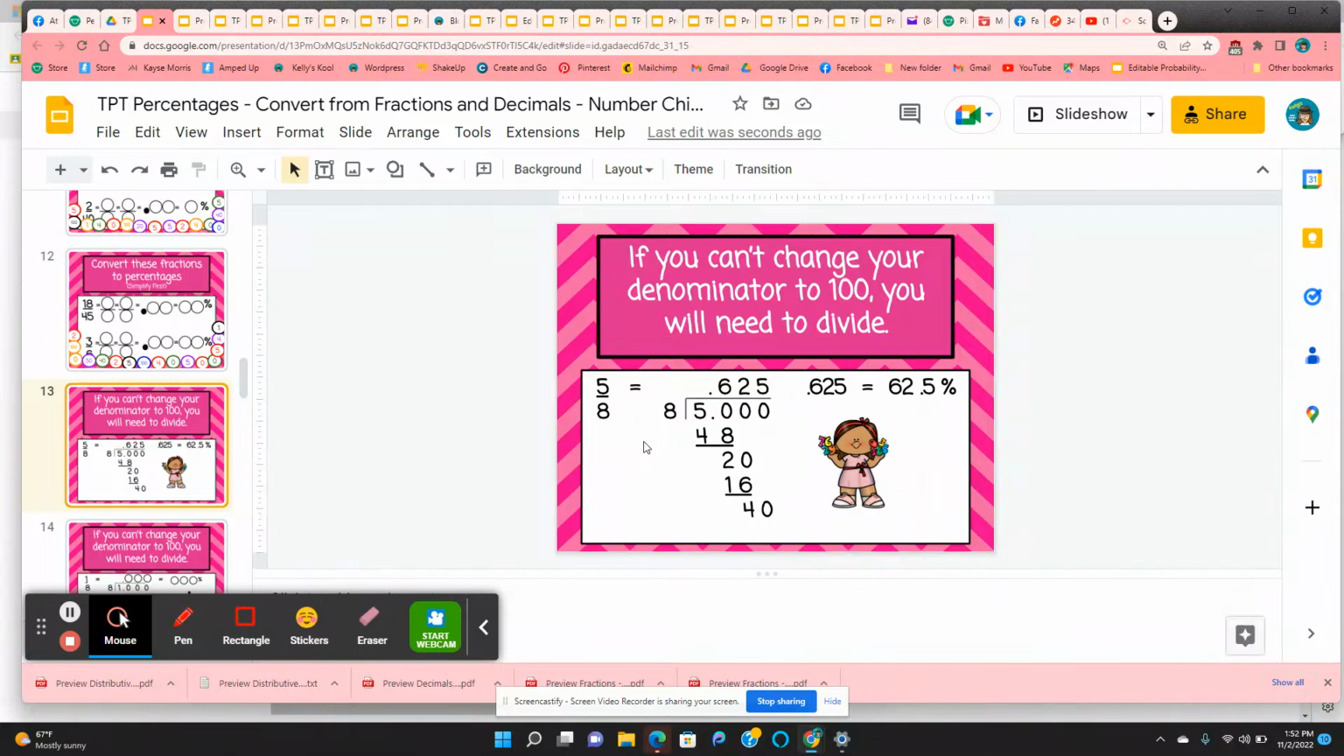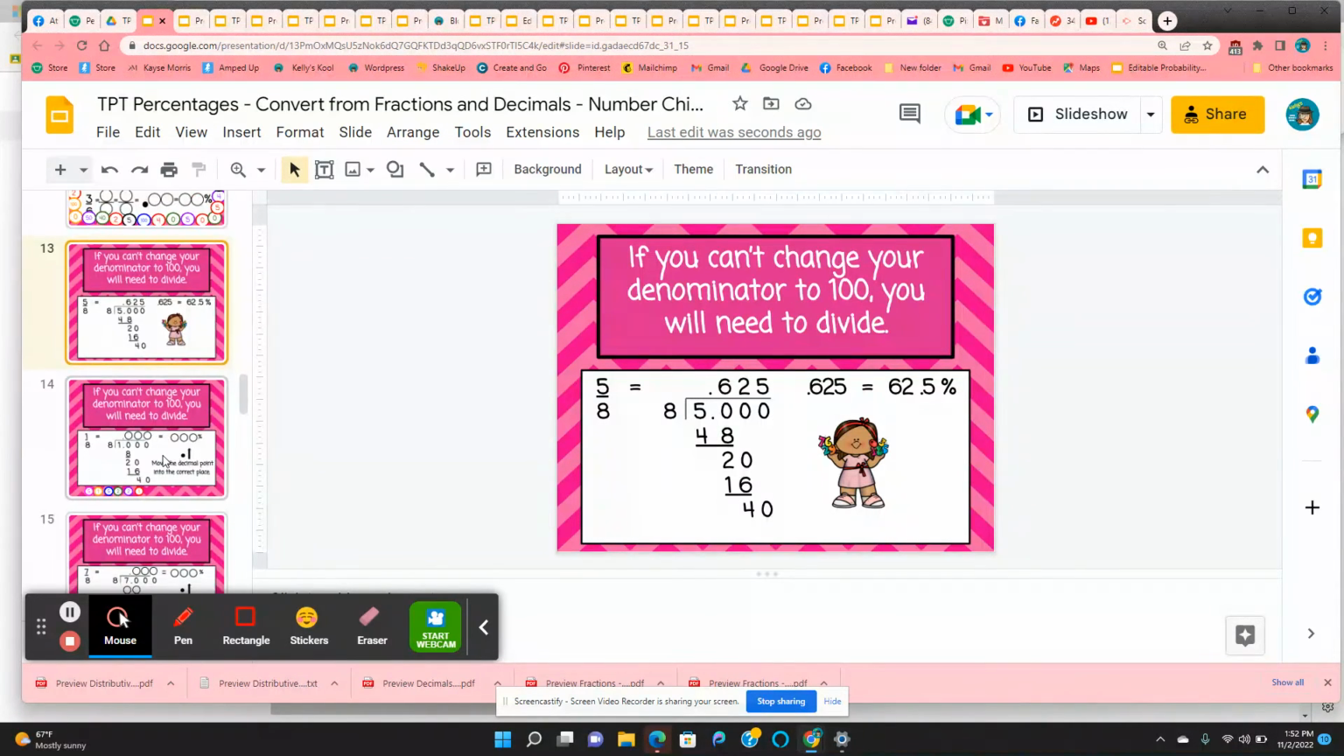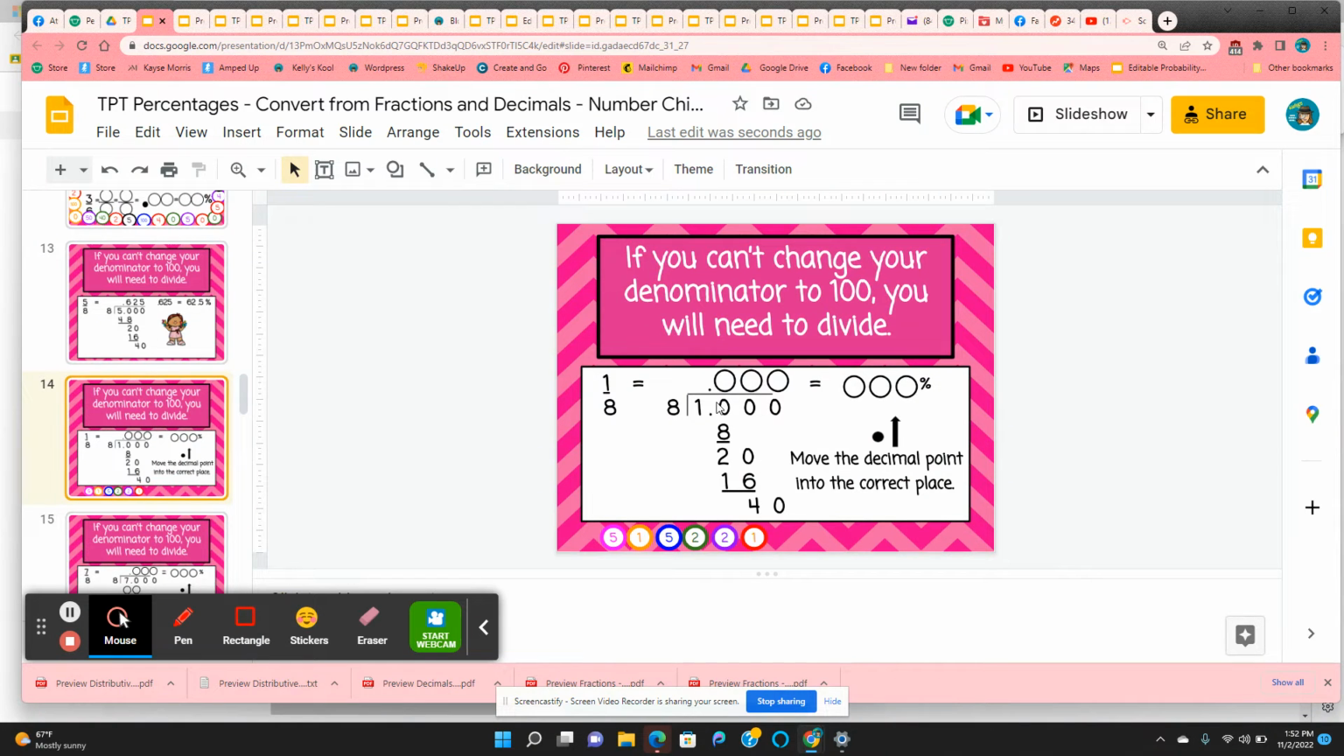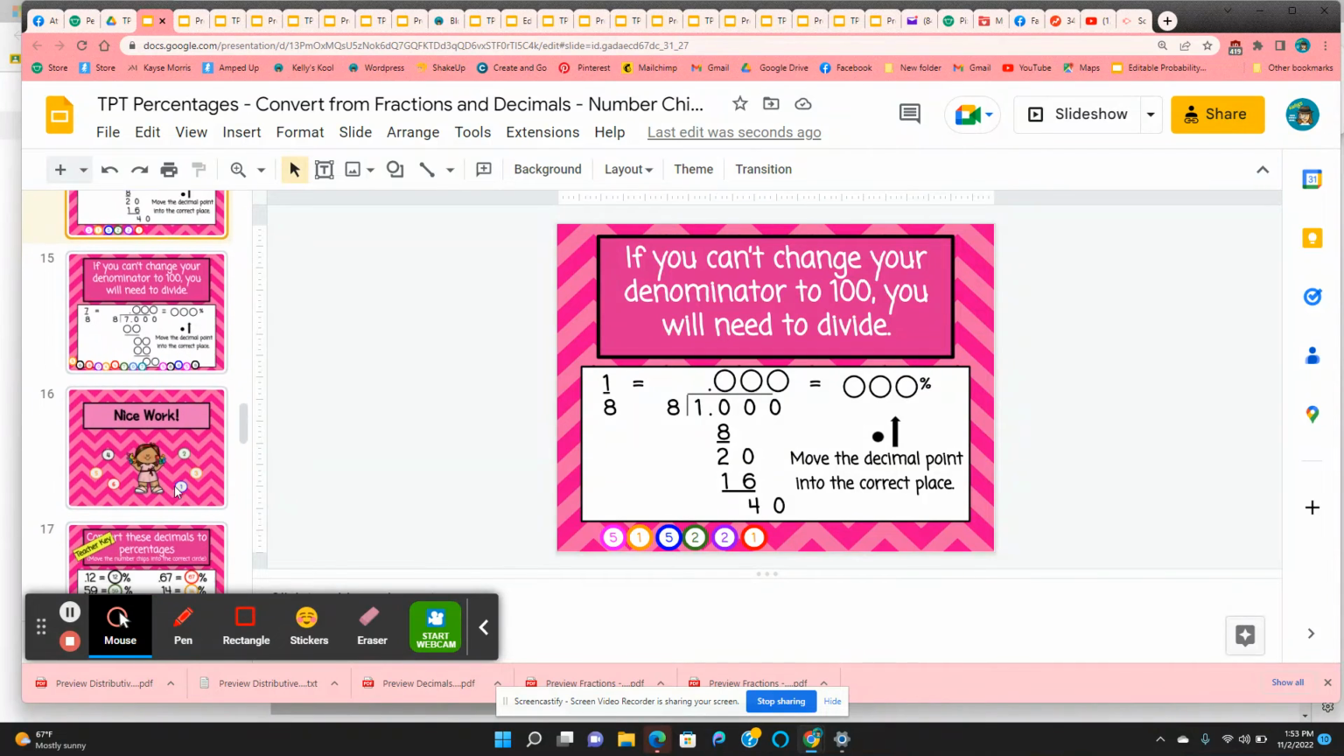And then they may not be able to use any of those methods. For example, 5/8, they have to use long division. So 5 goes in the box, 5 divided by 8. And so again, they're going to move their number chips into the correct place and move their decimal point into the correct place in their answer. So they've got a couple decimal problems.